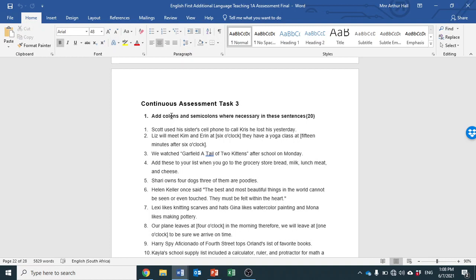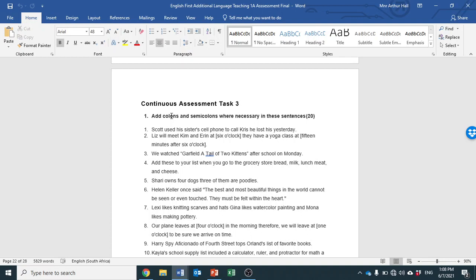If the instructions tell you to only use semicolons, then you only use semicolons. You don't use dashes, you don't use commas for that. Let's have a look at the first one there. Scott used his sister's cell phone to call Chris. He lost his yesterday. Okay, start by dividing the sentence into independent clauses and dependent clauses to know whether you need a semicolon or a colon.